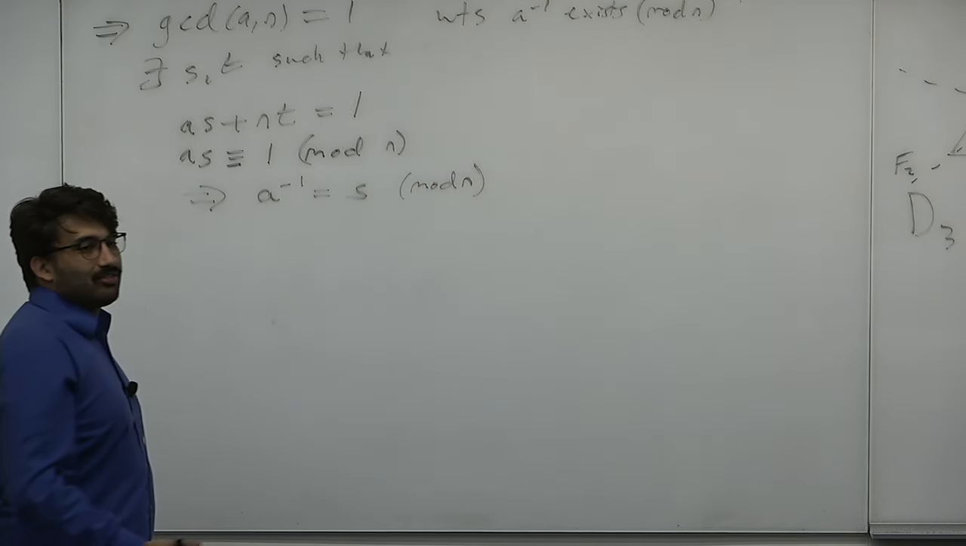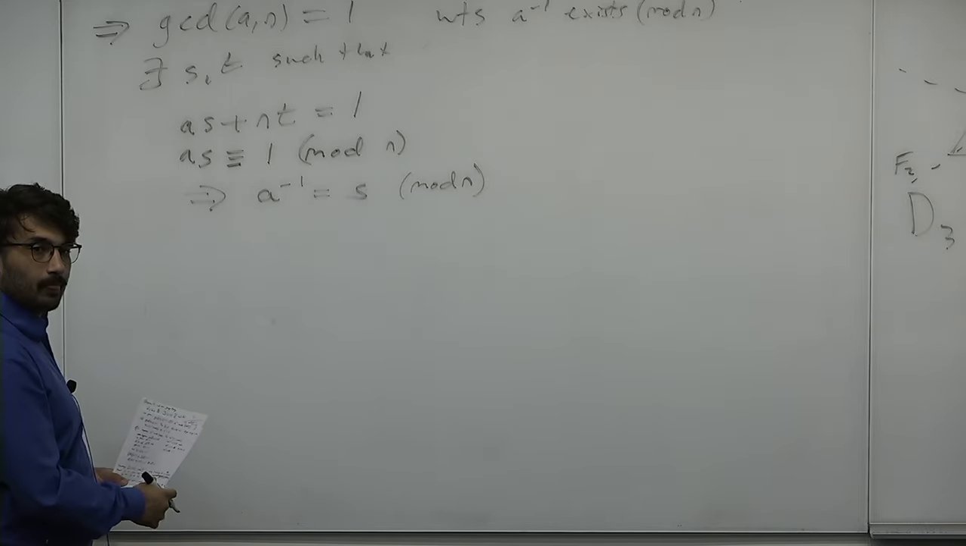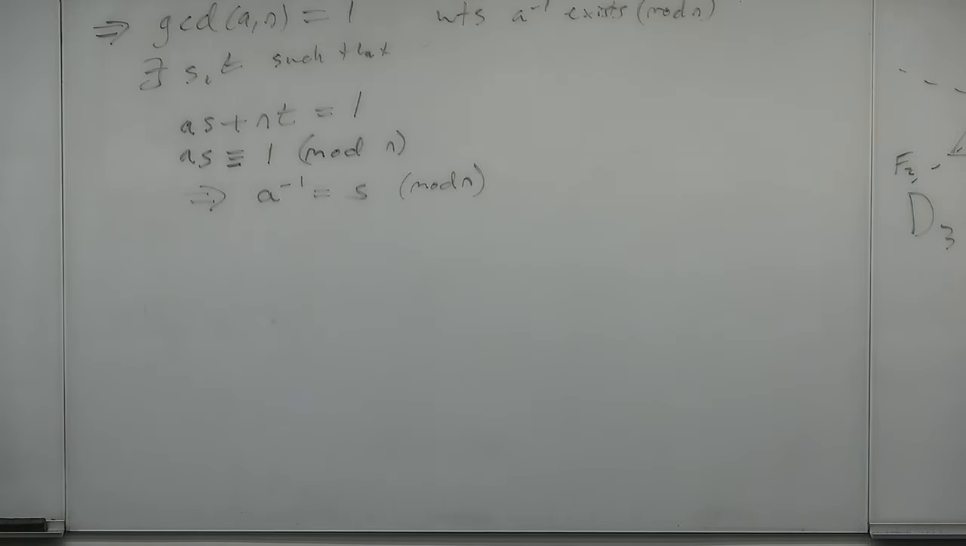Because S, let's say it's like negative 34. We want to put it between 0 and n minus 1, so if you take negative 34 and mod it by n, it'll be between 0 and n minus 1. Is it because nt mod n is just 0? Exactly. When you mod out, you'll only be between 0 and n minus 1. If anything's a multiple of n, it vanishes. You replace n with 0.